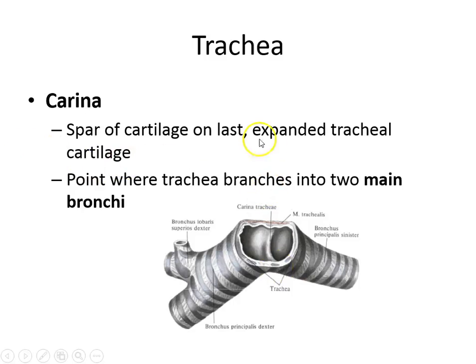Going down to the bottom of your trachea where it branches to your main bronchi. There's a little horn in here. That's called the carina. It's a little spur. Then we're going to see these branches until we get to the end of our lungs.